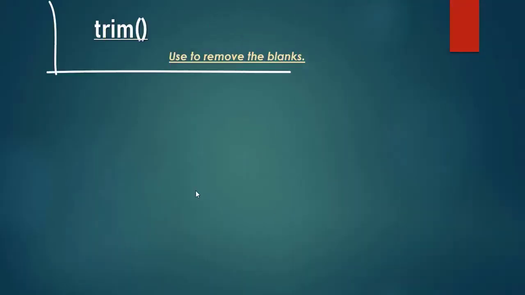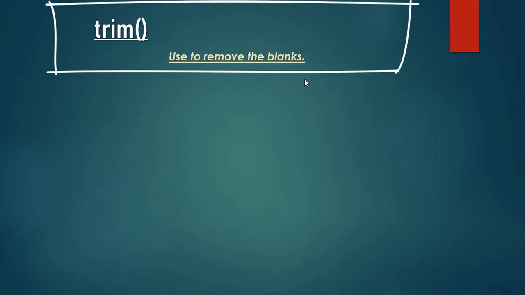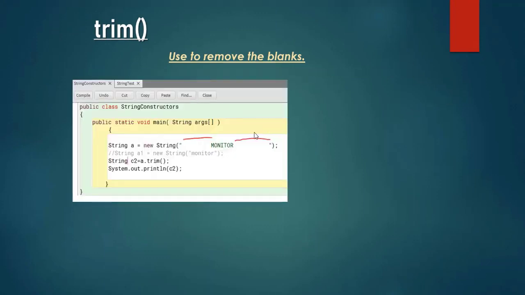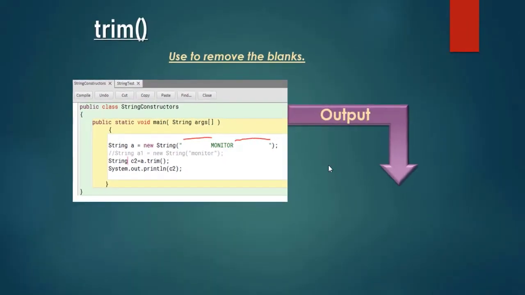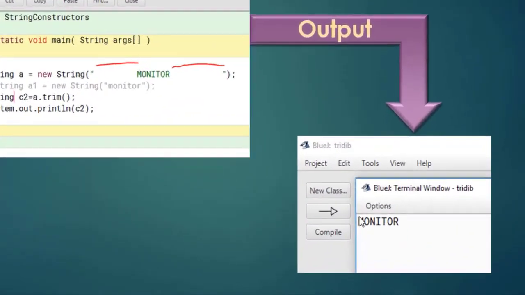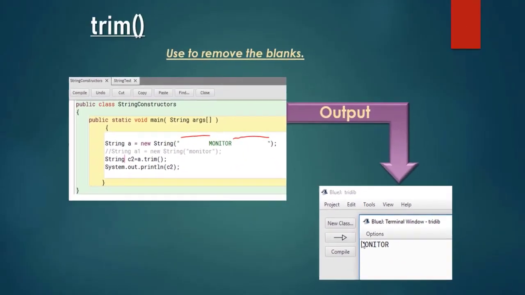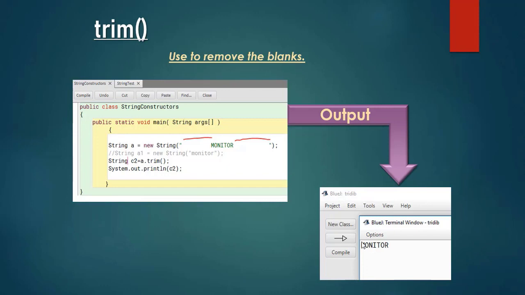The next function that I am going to discuss is trim. This is used to remove the blanks. Like you can see, string A equals new string, a gap, then monitor, then again a gap. Now if I write string C2 equals A.trim, meaning I am using the trim function, only the monitor will come as the output without the spaces. So this is the use of the trim function.